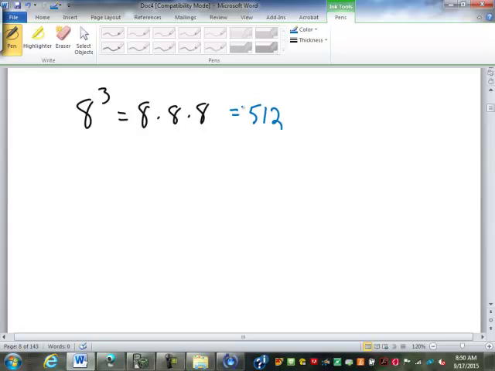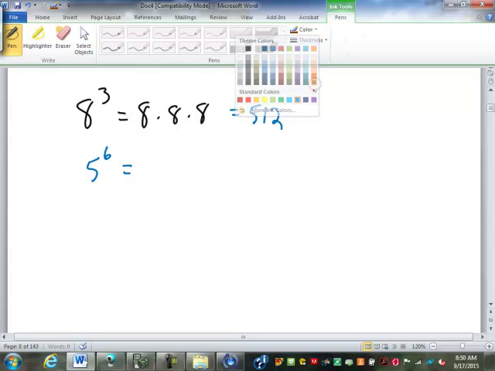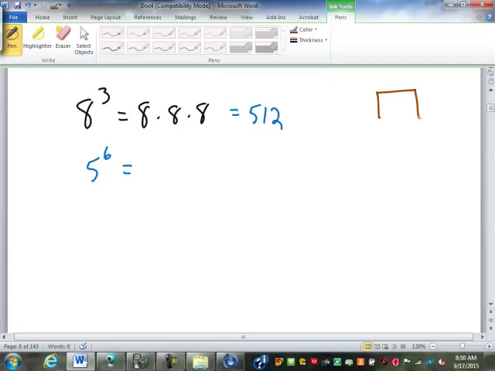Now for 8 to the 3rd power, it wouldn't be too bad to do that on your calculator. It's just 8 times 8 times 8. But what if it were something like 5 to the power of 6? Might be a little bit trickier to keep track. How many times have I punched that in? So do you all know how to do a power on your calculator? No? Depending on your calculator, you might have 1 or 2 keys.